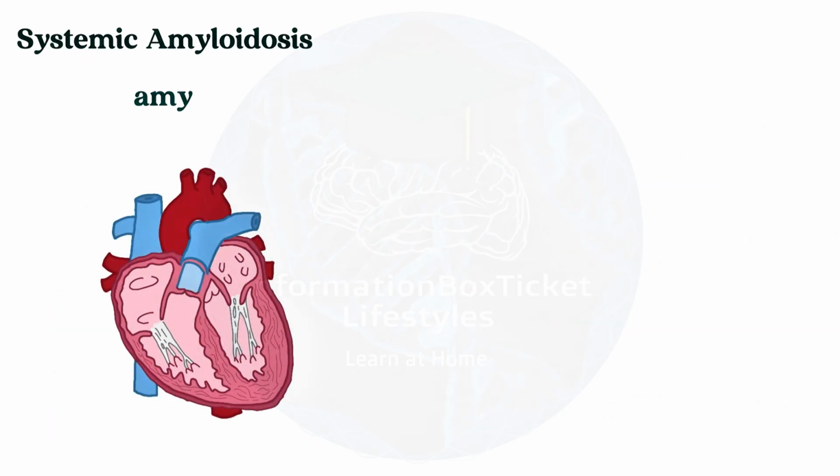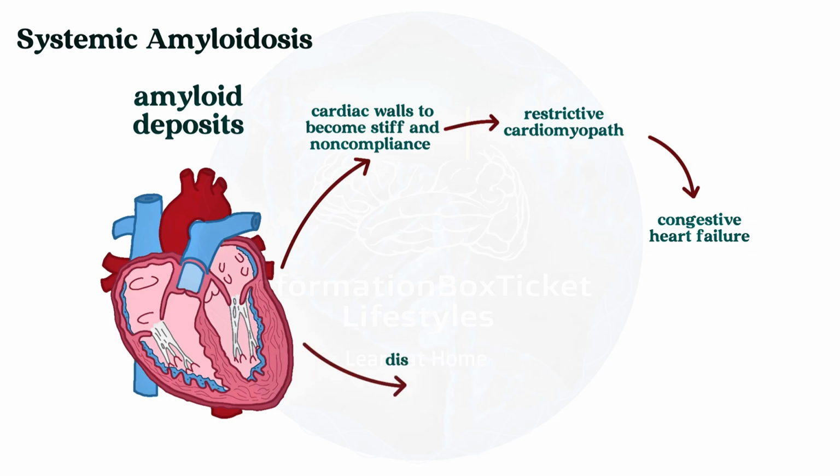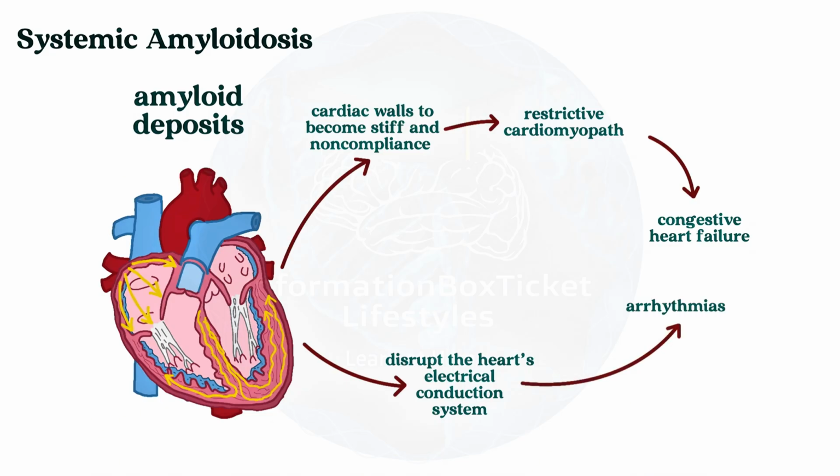In the heart, amyloid deposits can cause the cardiac walls to become stiff and non-compliant, leading to restrictive cardiomyopathy, a condition in which the ventricles cannot properly relax and fill with blood. Over time, this impaired filling can progress to congestive heart failure. Amyloid deposits may also disrupt the heart's electrical conduction system, resulting in arrhythmias or irregular heartbeats.